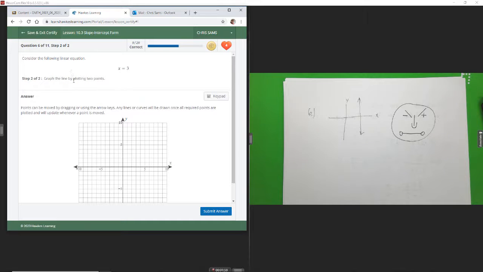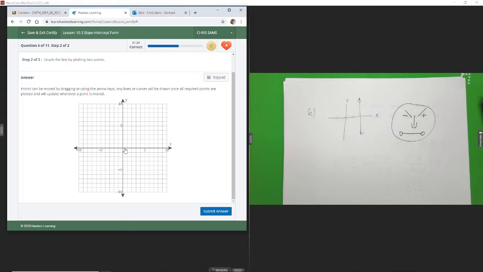Now part 2, we want to graph the line by plotting 2 points. So we know x is 3, and the other points don't matter. So I'm going to go 1, 2, 3, and I'll just put a point here, and any other point on that line.